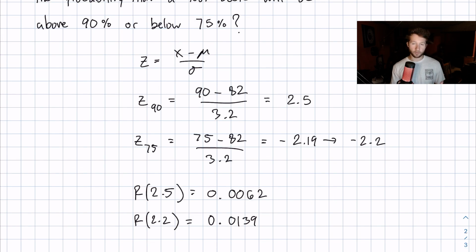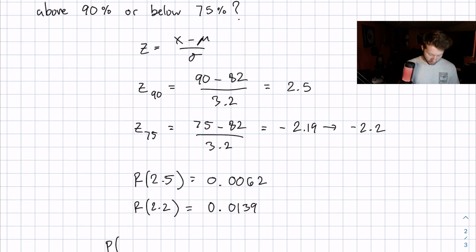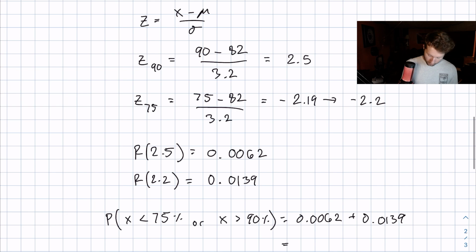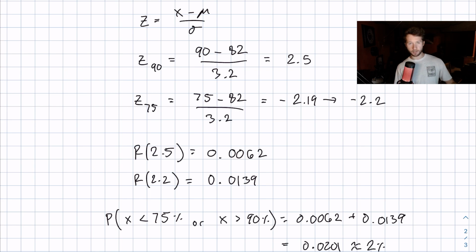So now to find the probability that a random test score taken from this sample is either above 90% or below 75%, we just have to add those two numbers together. The probability that X is less than 75% or X is greater than 90% is going to be 0.0062 plus 0.0139, which gives us 0.0201, or about 2%. Low chance.